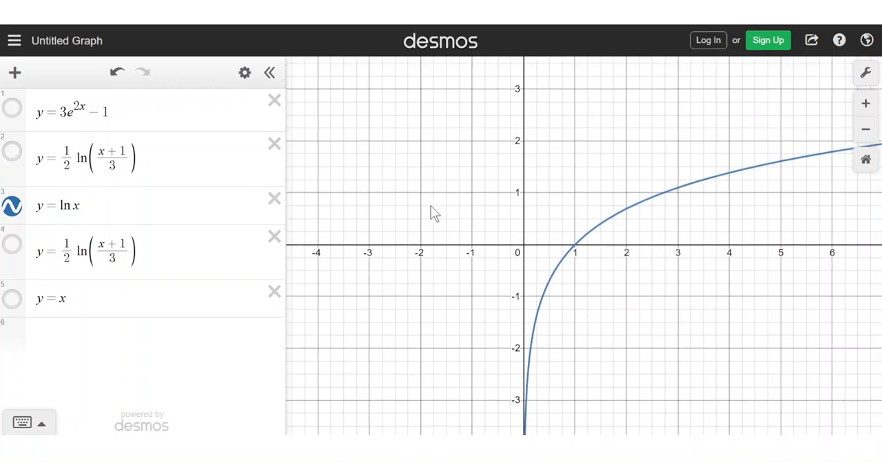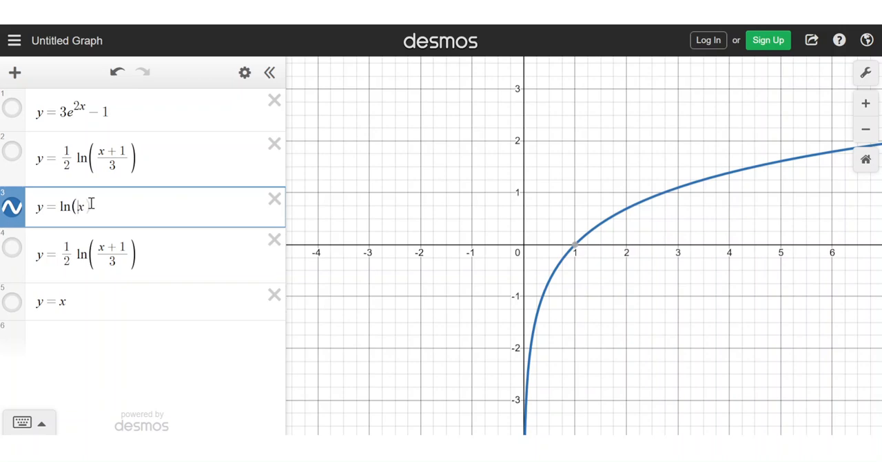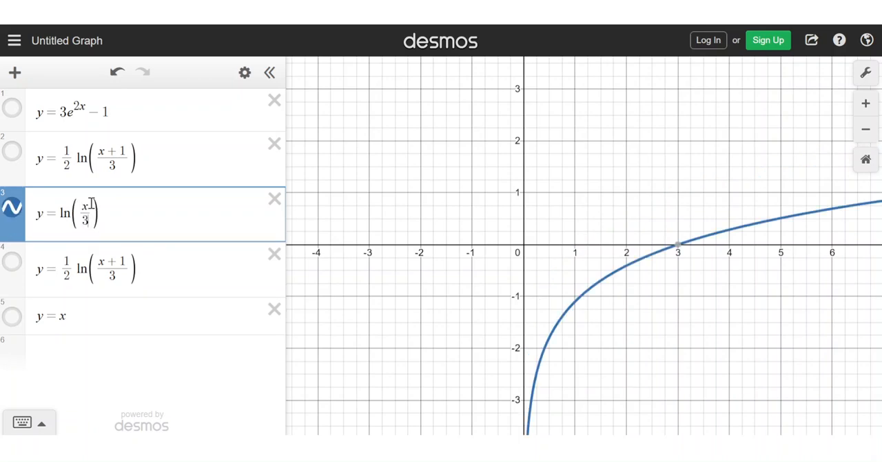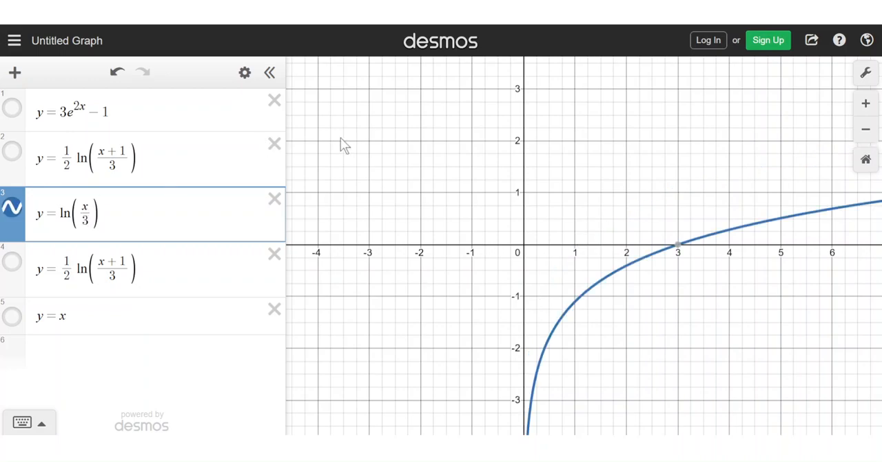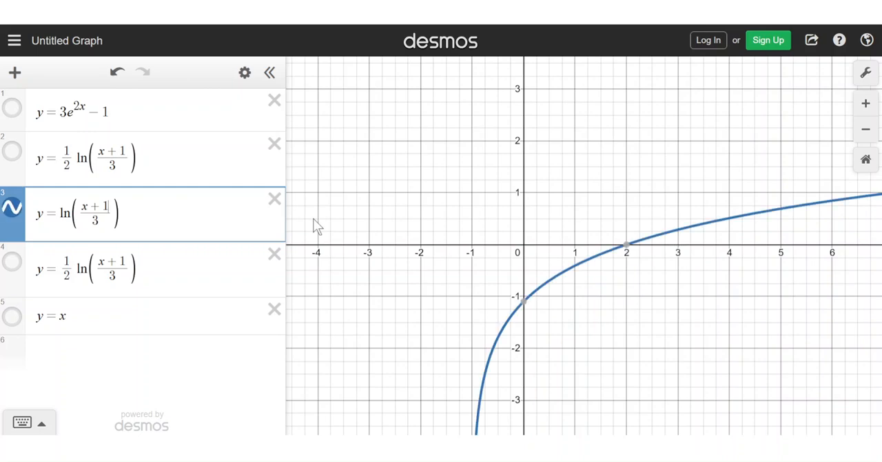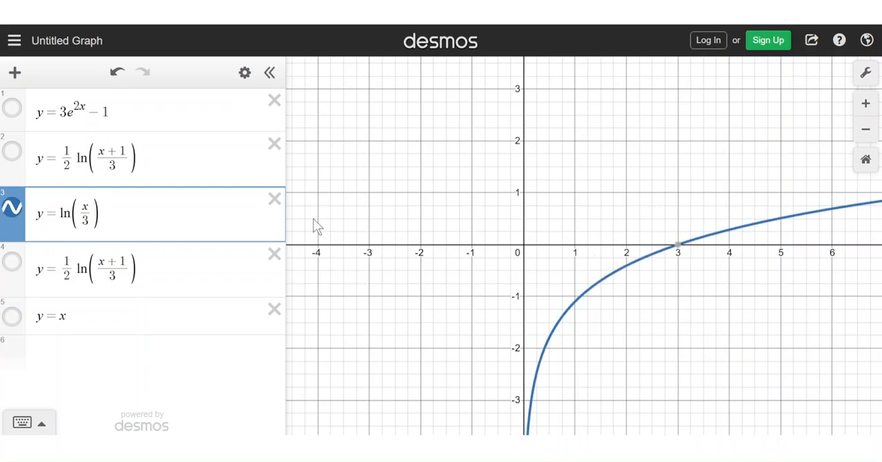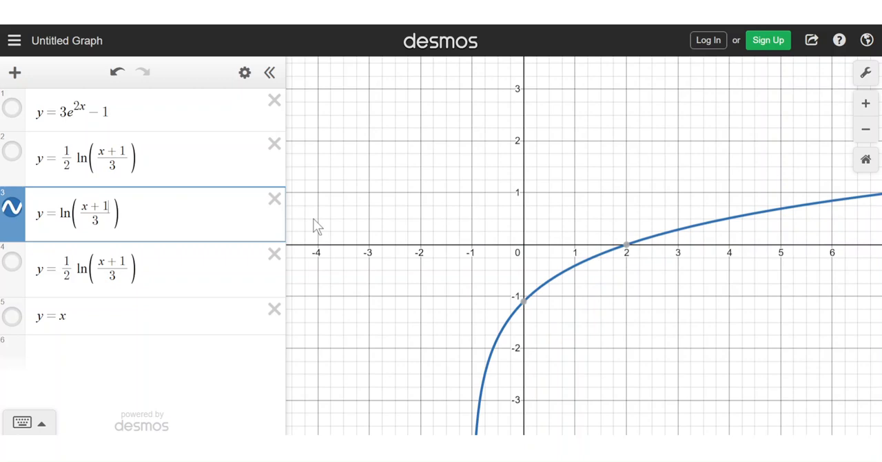Y equals ln x. What happens if I take that graph and I replace the x with x divided by 3? Right, I've scaled it in the x direction by 3. So look at that. Instead of ln x, I've stretched it in the x direction by 3, and you can see that the x-intercept goes from 1 to 3 here, right? Now let's take x and replace it with x plus 1. What's happened there? We have shifted to the left by 1. Right, so instead of the x-intercept being at 3, the x-intercept's now at 2. Instead of the graph going towards the y-axis, it goes towards y is equal to -1.